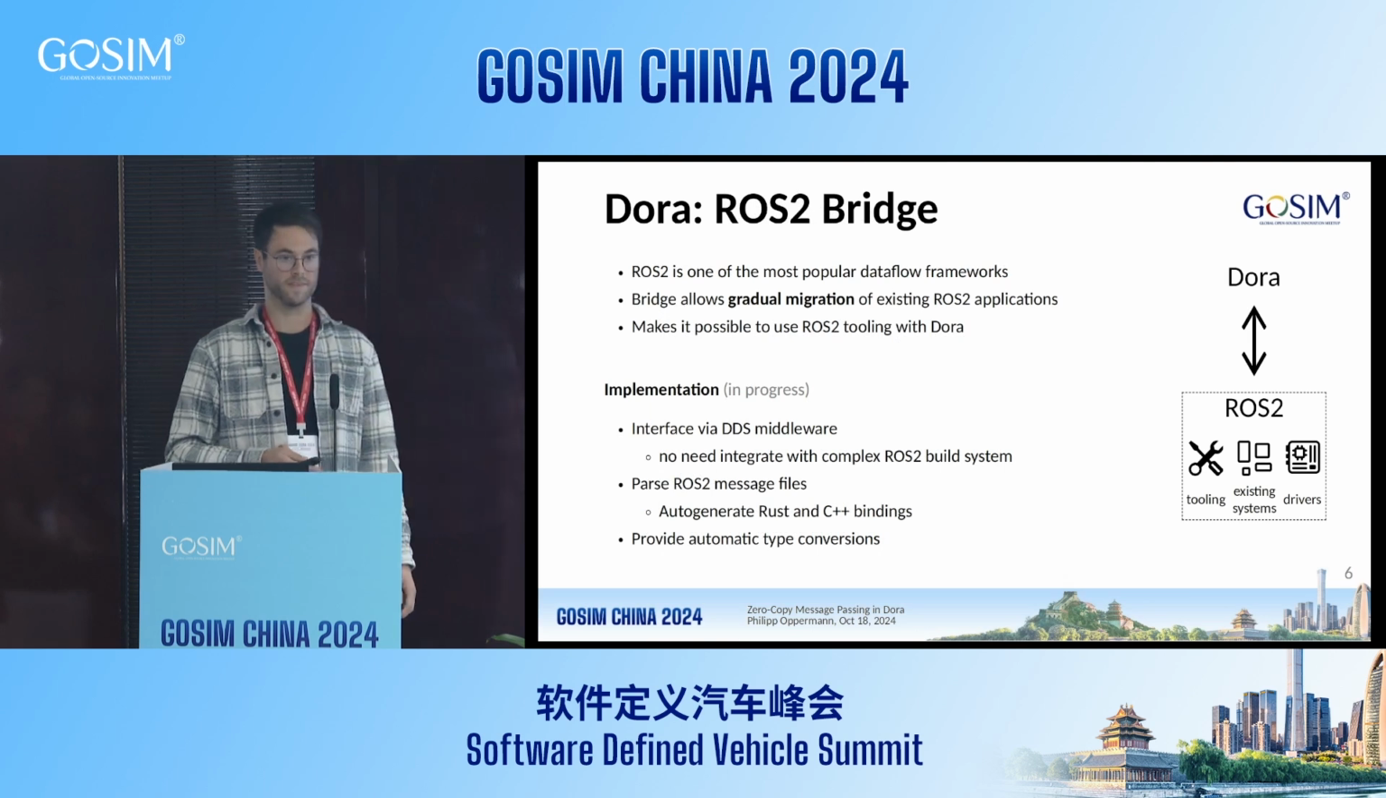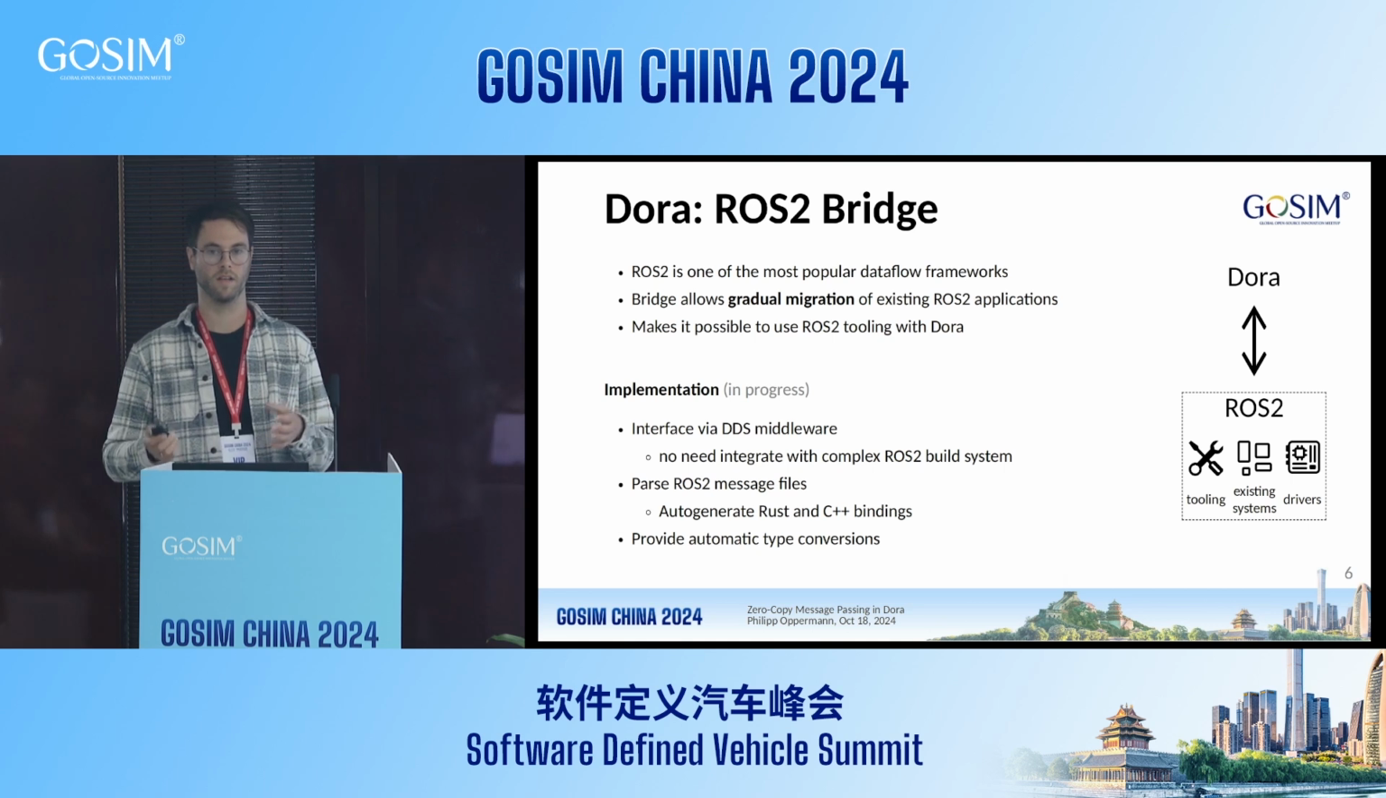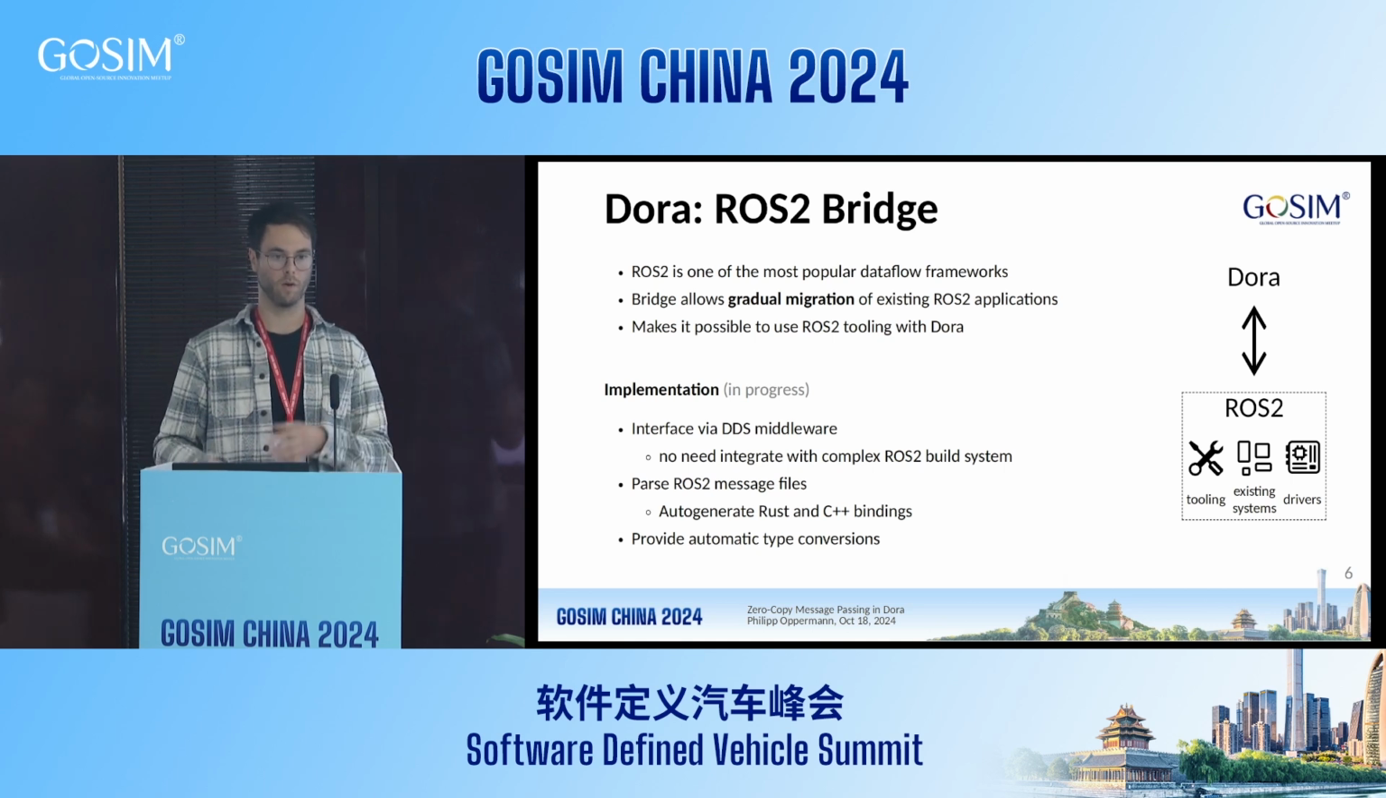Since there's a lot of ROS 2 code in the wild, we also try to provide a bridge for existing ROS 2 code. So the idea is that you can migrate your existing data flow part by part. So you have the option to only migrate a single node, for example, to Dora, and then they can still talk to each other, because we have a middleware that interfaces at the DDS level.